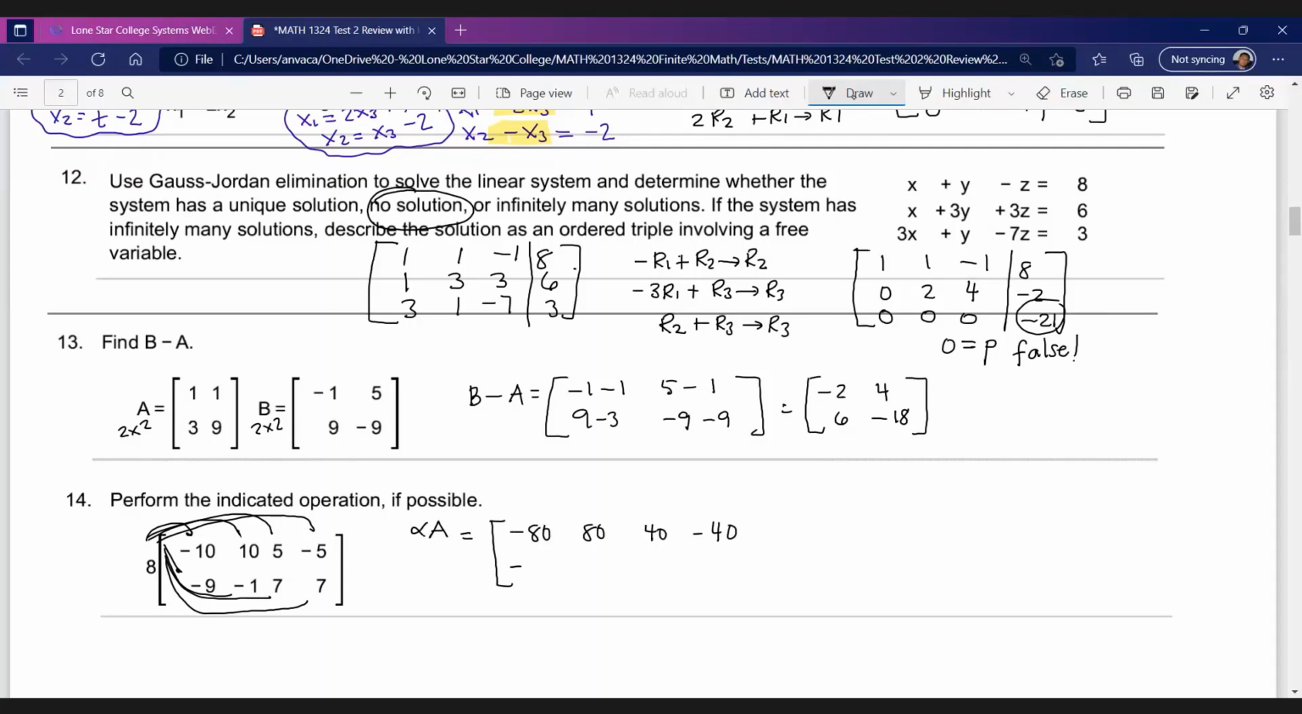negative, in this case, what is that? 72. I want to say that will be positive 8. And then here we have, in this case, what is it? That will be 56, and once again, 56. All right, that's the end of example number 14.